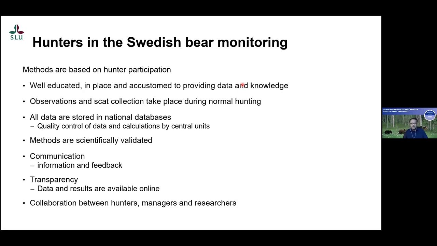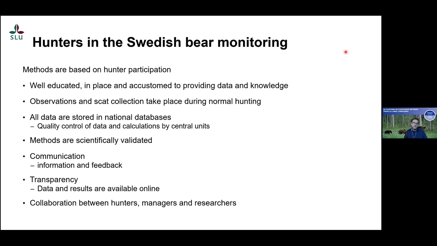And the advantage of using hunters is that they are well educated. They have to take tests and get a lot of information about species and other things. And we get a really good hit rate on the collection of scats and other things because they know how these things look like. They are in place. They are out there in the forest at the right time, and they are accustomed to providing data and knowledge for the management use, and not just for large carnivores, but also for huntable species like ungulates and small game.